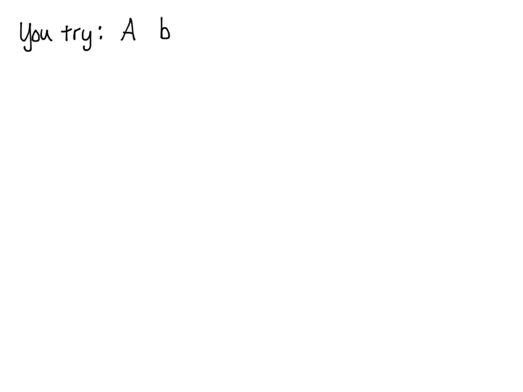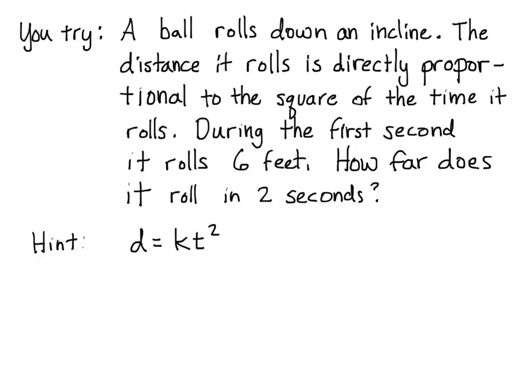Okay, so here's one. I'd like you to try this. A ball rolls down an incline, and the distance it rolls is directly proportional to the square of the time it rolls. Okay, so there's my key statement. The distance it rolls is directly proportional to the square of the time it rolls.